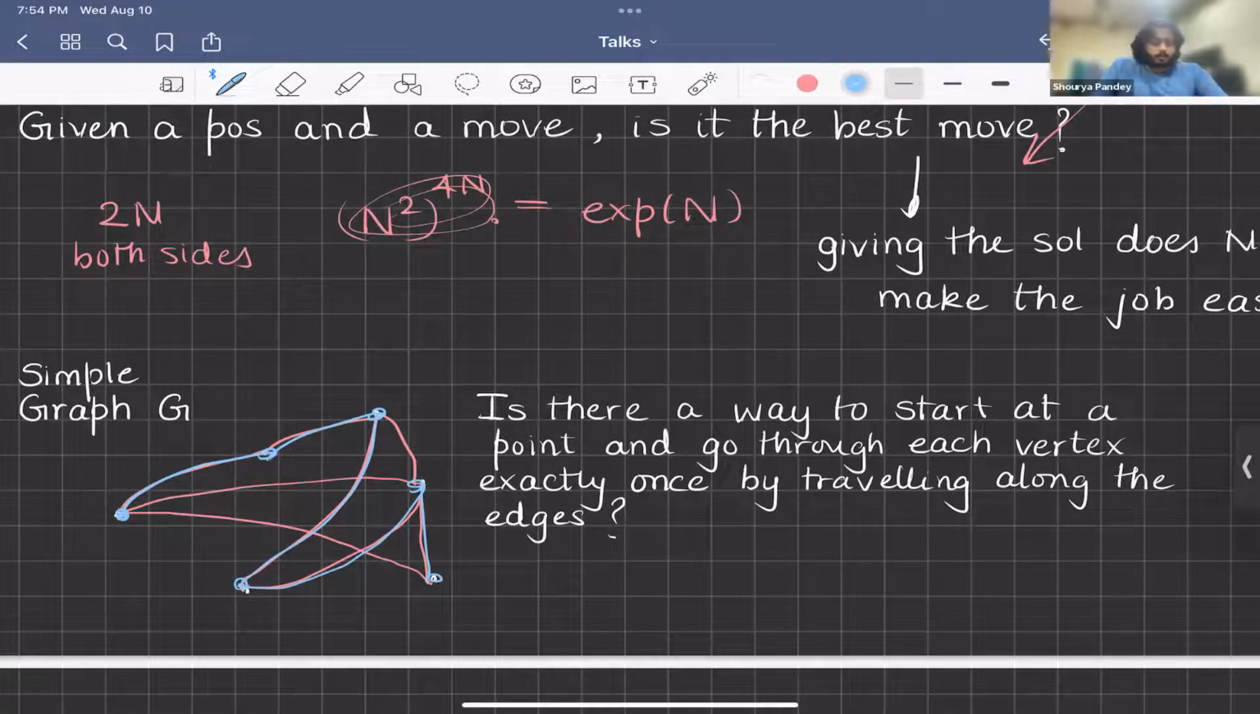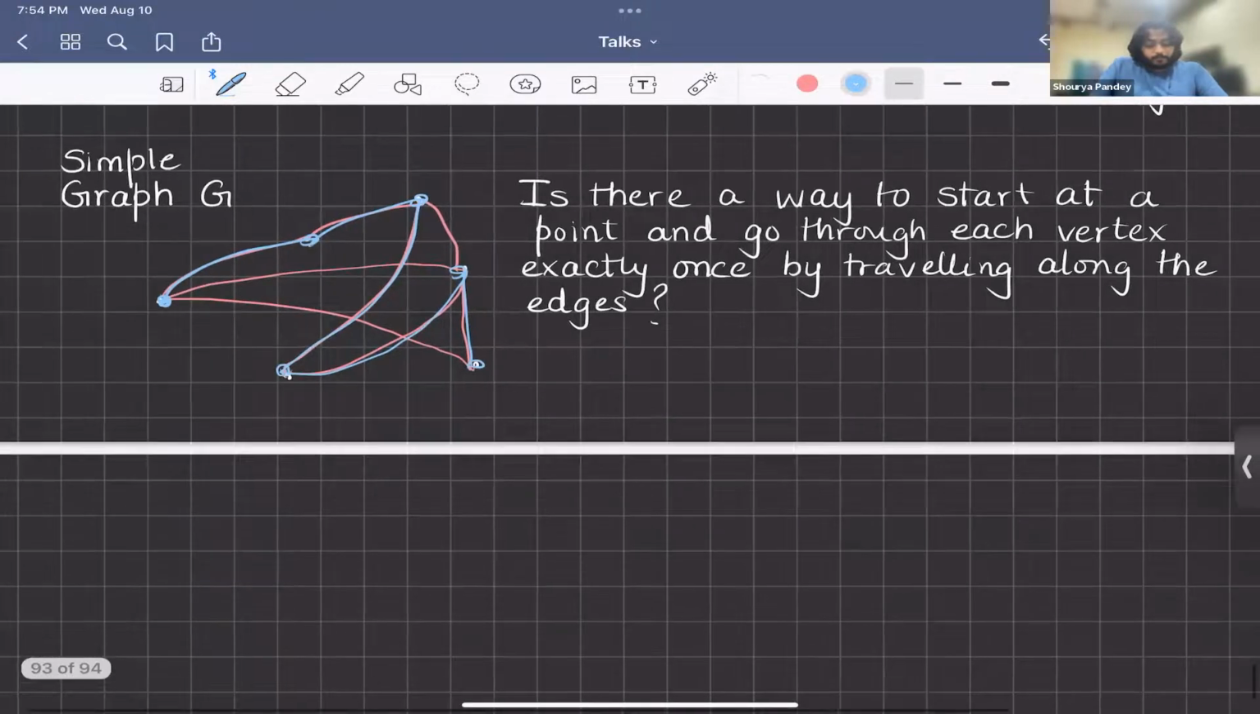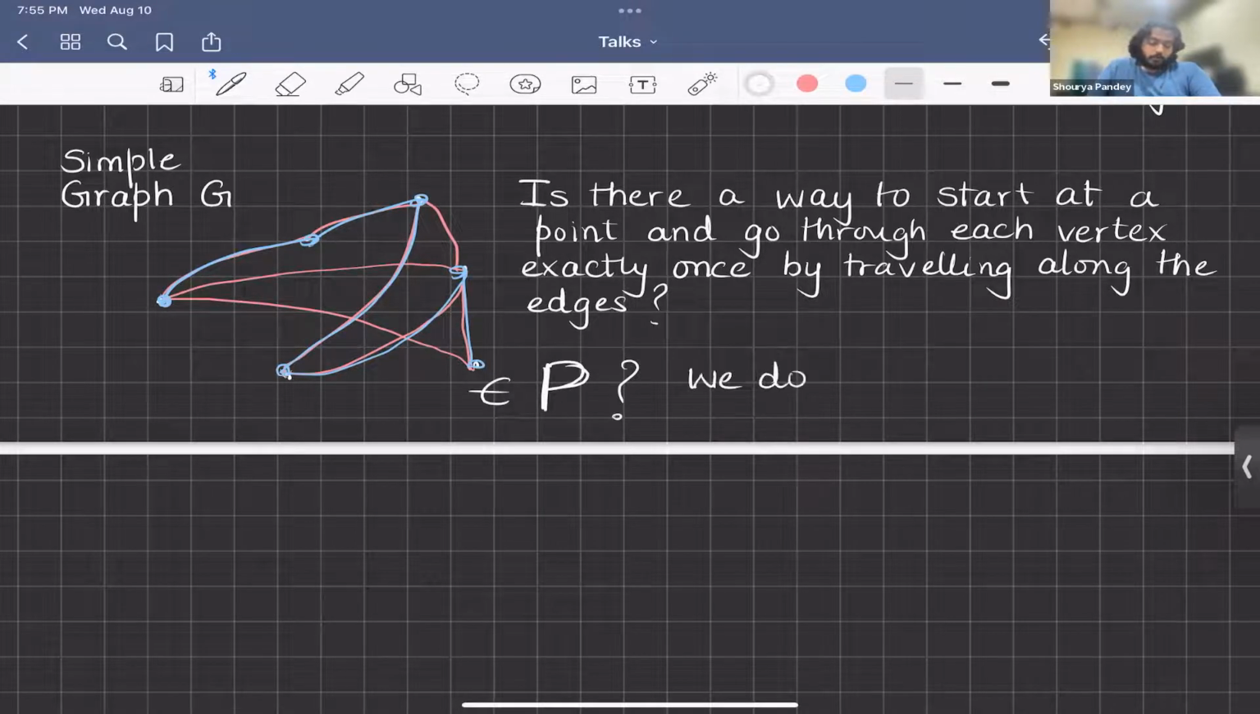But then there are other graphs where it may not be possible. Again, the task of finding an algorithm which is polynomial time is something that we still don't know how to do. So is this problem in P? We don't know. Does this problem belong to P? We do not know.